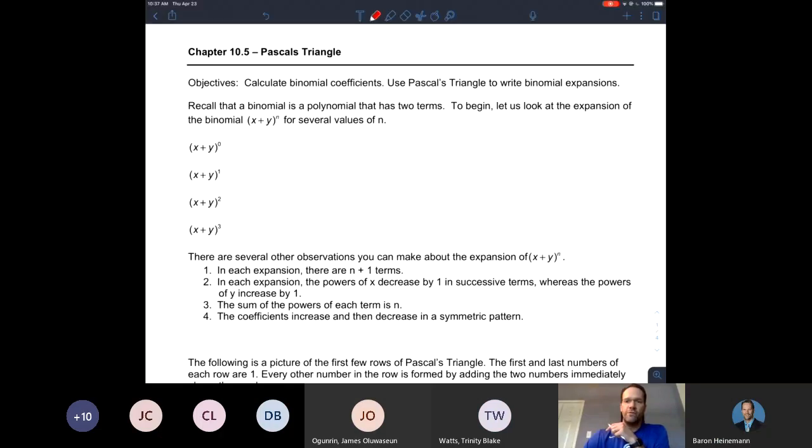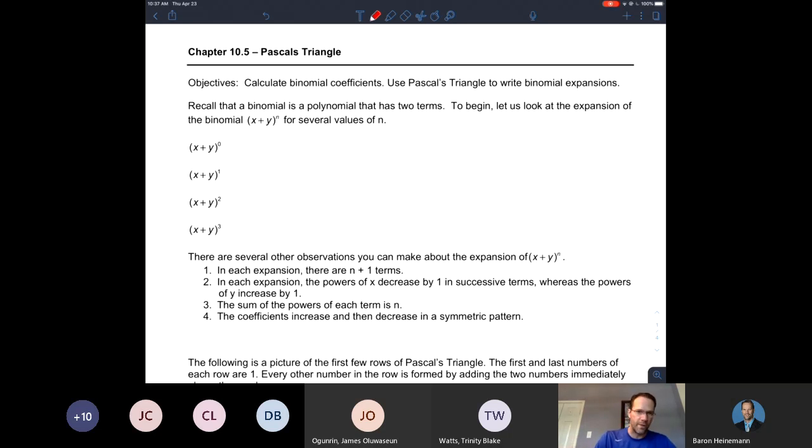The section is 10.5. We are skipping 10.4, so don't worry about 10.4. The objective is to use Pascal's triangle to break apart binomials to what we call create a binomial expansion.